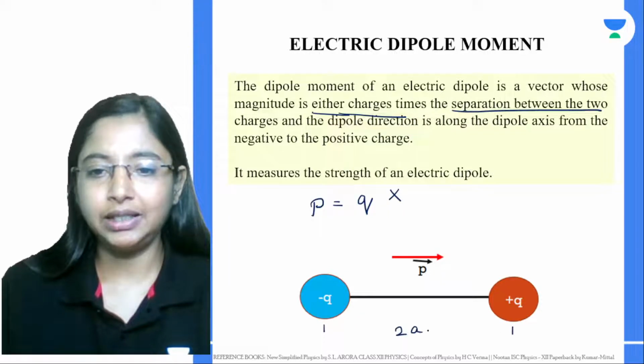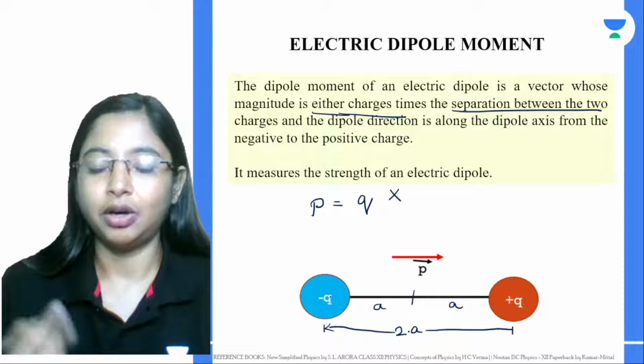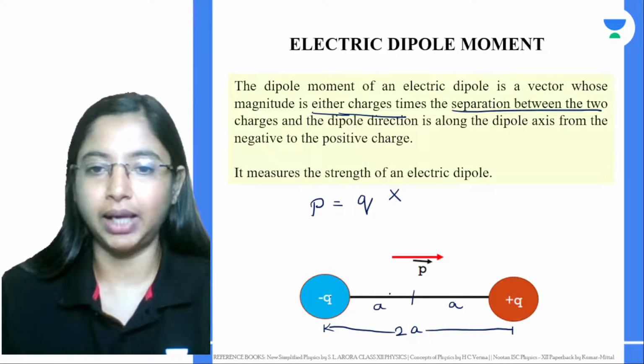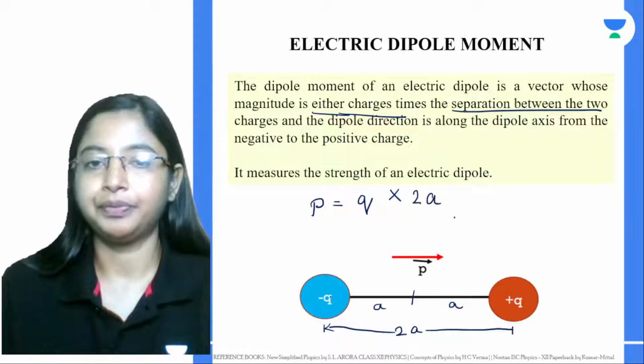You can take it as D. In most books they will take it as 2A. From the center to this center is A, from this point to this center is A, from this point to this center is again A. Overall the total distance is 2A or 2L. They also take it as 2L. So the separation distance between them is again 2A.